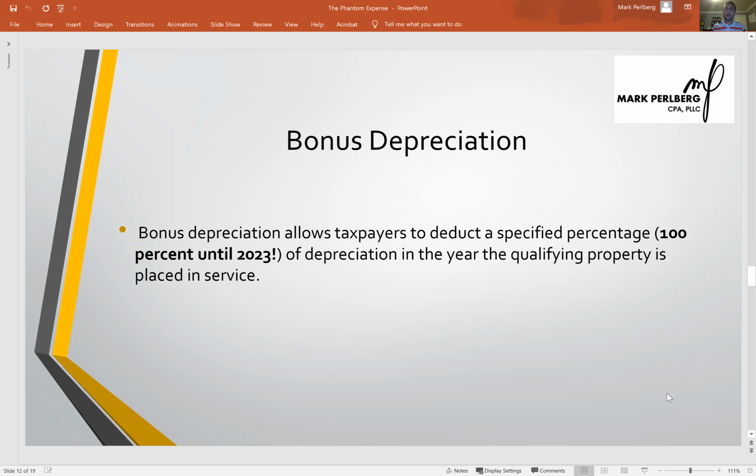But it's important that you do it in year one, because if you do not do your cost segregation study in year one, you cannot recognize bonus depreciation in that year, and you will have to depreciate it over the course of its expected life based on what type of component it is, the 5, the 10, the 15-year life.